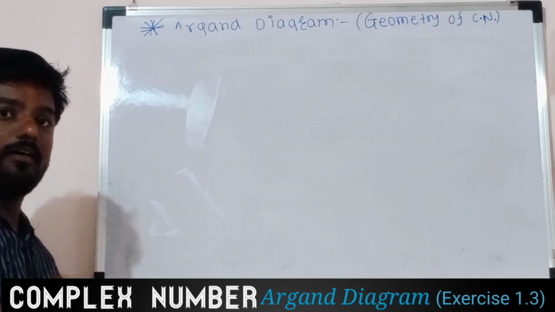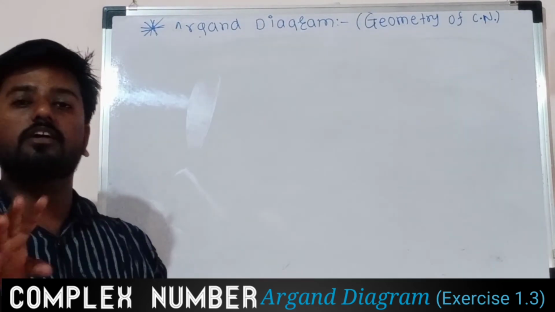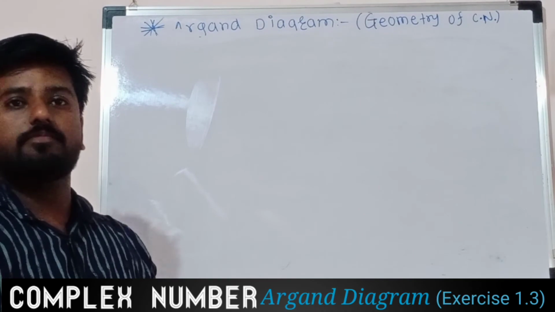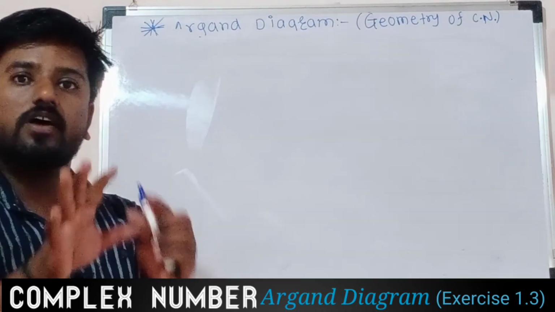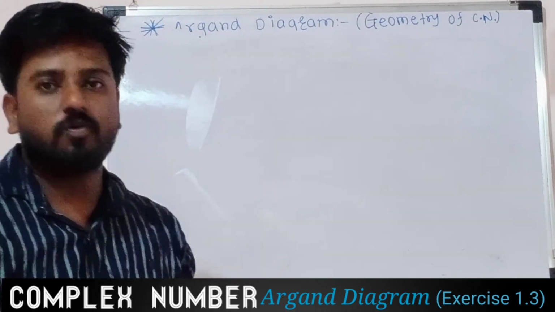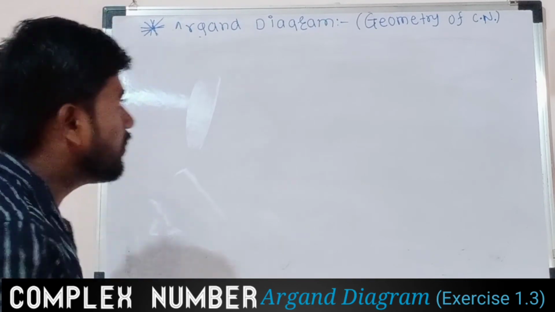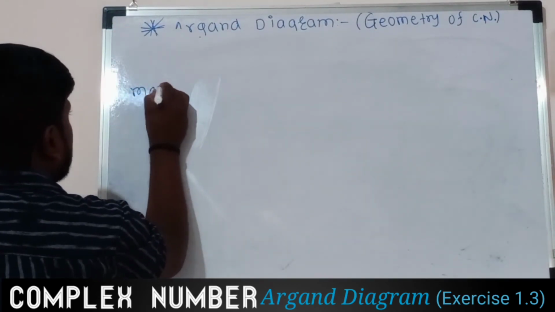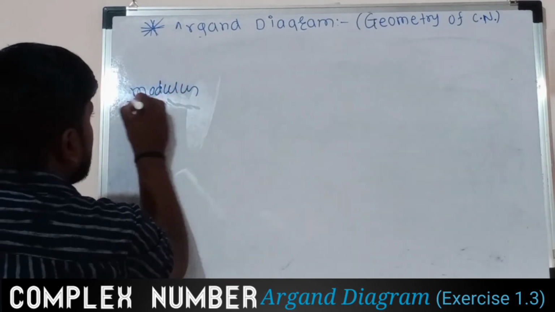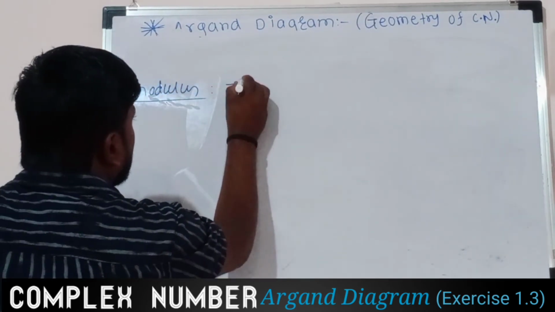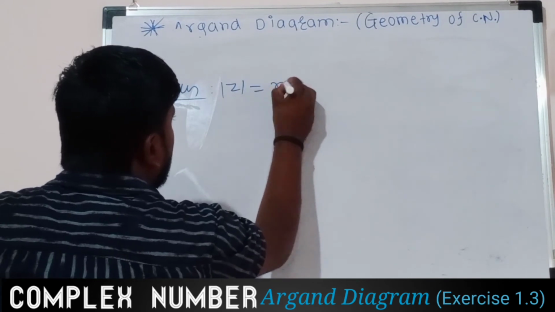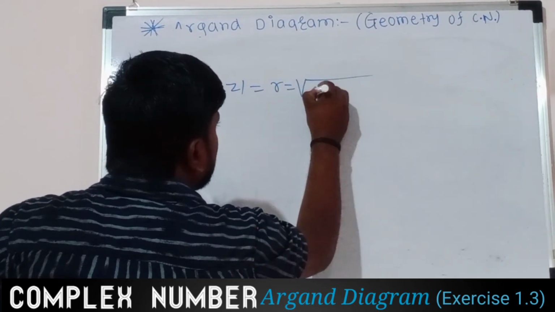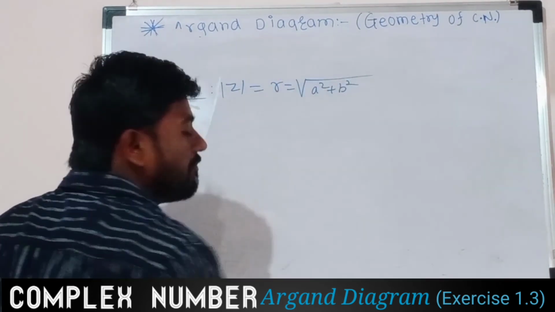So in this session we have discussed 4 important concepts. The first concept was the modulus of a complex number. So what is the modulus of a complex number? It is nothing but mod z, and it is nothing but r equals square root of a square plus b square.